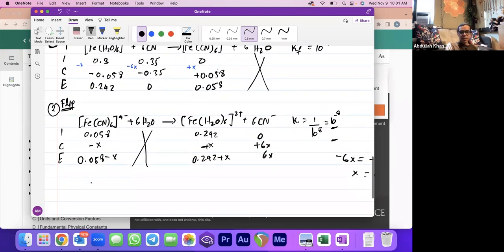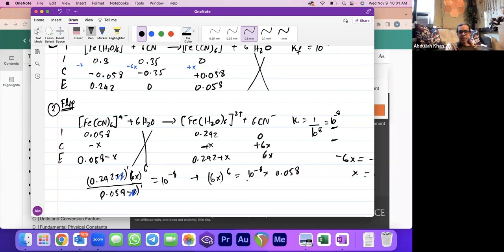Anyway, so let's set up the algebra. 0.242 plus X to the power of 1, 6X to the power of 6, and 0.058 minus X to the power of 1, equals 10 to the negative 8. Fantastic. So now I can go ahead and do the small x approximation. And so solving for 6x to the 6th power, I get 10 to the negative 8 times 0.058 divided by 0.242.